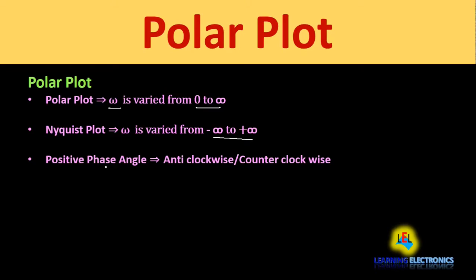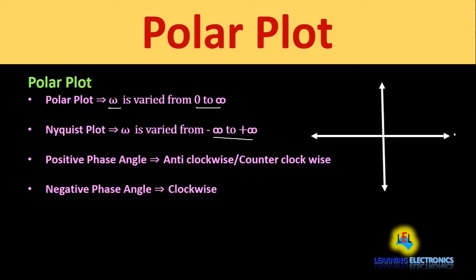When we talk about angles in polar plot, then positive phase angles are taken in the anti-clockwise direction. That means whenever we take any phase angles in the anti-clockwise or counter-clockwise direction, they are positive phase angles, and negative phase angles are taken in the clockwise direction. So whenever we take any angle in the clockwise direction, those phase angles are negative phase angles.